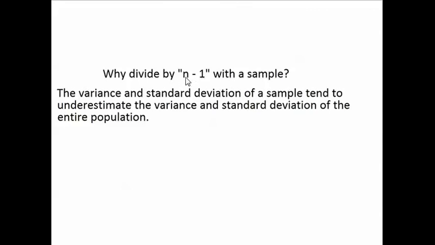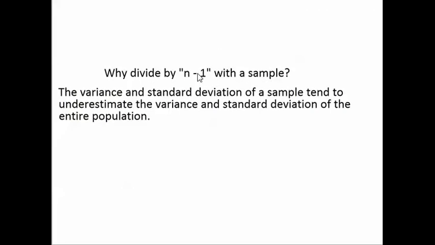Now you might be wondering why dividing by n minus 1 would increase the variance and standard deviation of your sample. The reason why is because when you divide by n minus 1, you're dividing by a smaller number. And when you divide by a smaller number, you get a bigger answer. When you divide by n minus 1, you get a bigger answer that's less likely to underestimate what the value would have equaled if it had been calculated with data from the entire population.